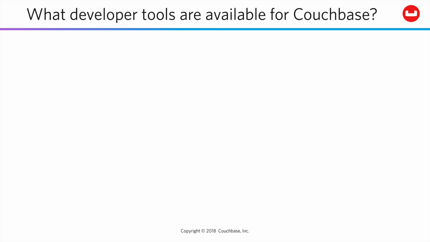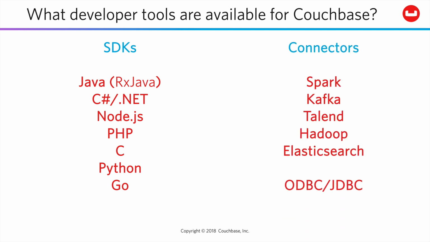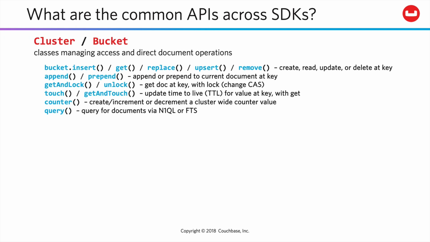Couchbase plays nicely with others. We directly support SDKs for virtually every major language, with even more supported by our open source communities. And we directly support connectors for all the major players in the big data ecosystem, including ODBC and JDBC drivers. You can learn a lot quickly by scanning the basic profile of our standard APIs.